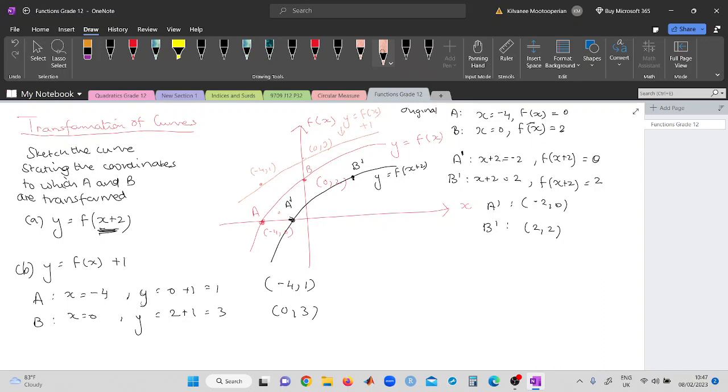D'accord? Donc, c'est quelque chose de relativement nouveau qu'on a dans function. On a ajouté une partie du syllabus. Mais I think c'est relativement facile de pratiquer les questions. Hope it was useful.